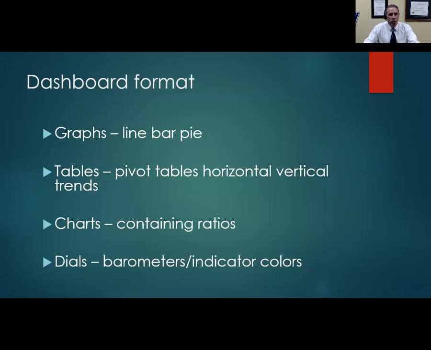Next, dashboard format. What is typically in a dashboard? I just showed you a sampling of it, but here I have a more comprehensive list. You'll typically find graphs, whether it's a line graph, a bar graph, a pie graph, all different types of graphs now with the use of different software. You can pretty much have any type of graph that pleases you. There'll also be tables. I just mentioned pivot tables are good for horizontal or vertical trend analysis. They're usually very helpful. You'll also find charts. Many of them contain ratios with benchmarks and such.